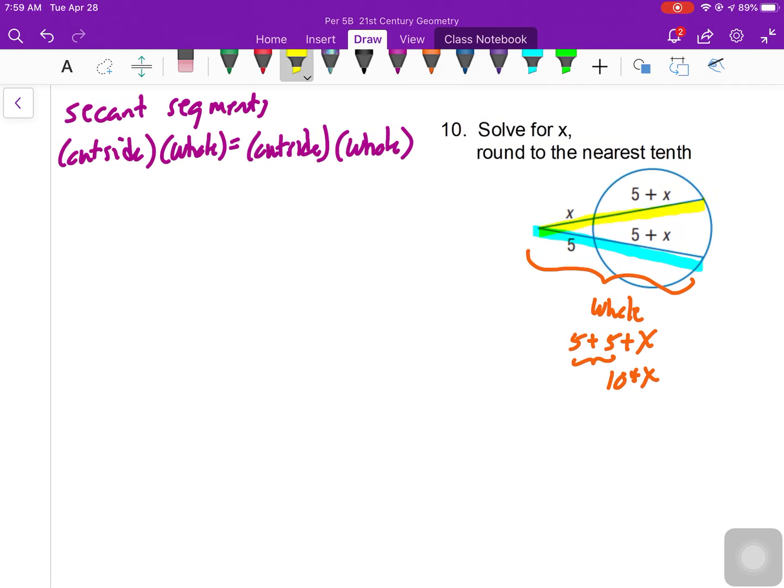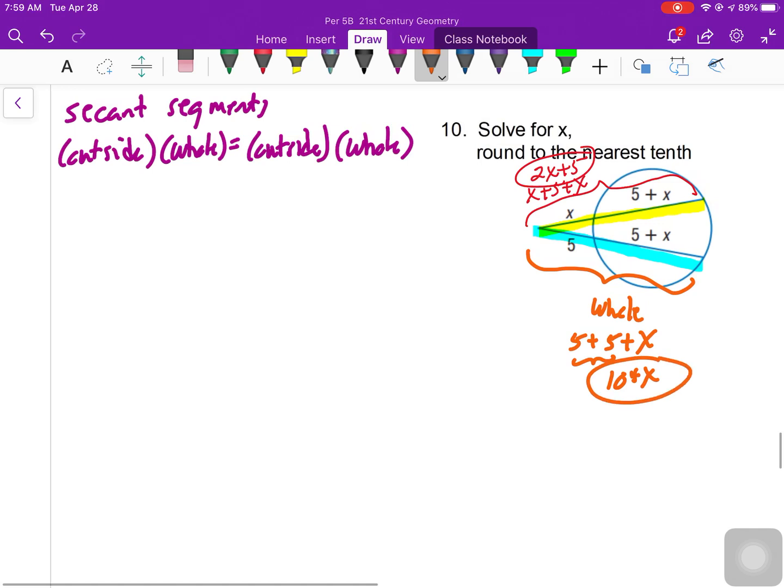On the top one, the one I've highlighted here in yellow, the whole length would be when we add those together, which would be x plus 5 plus x. So that whole length would be 2x plus 5. There's the whole length on top. Here's the whole length on the bottom.